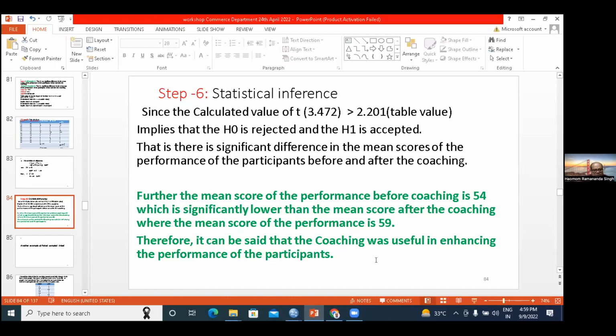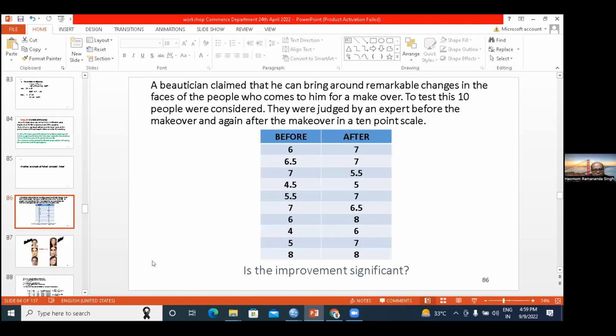Statistics doesn't say which one is better, but it simply says there is no difference or there is a difference. If they say there is a difference, then you come to the table by observation. The mean score before the coaching is 54. The mean score after the coaching is 59. So the average score is more, so coaching is effective. And this can be applied in this case also.